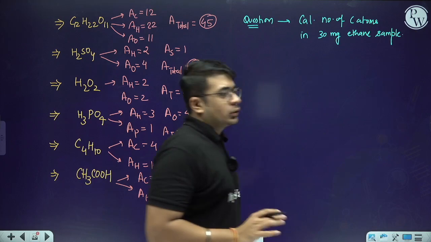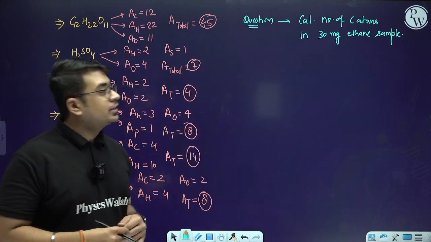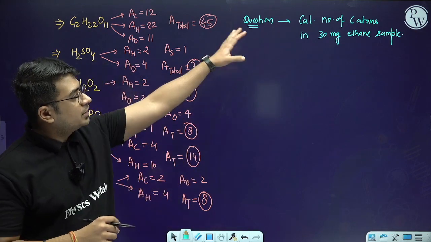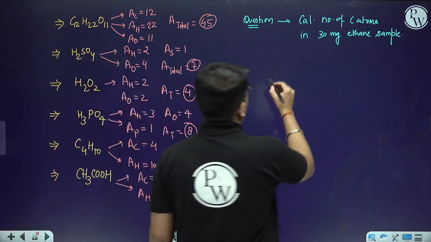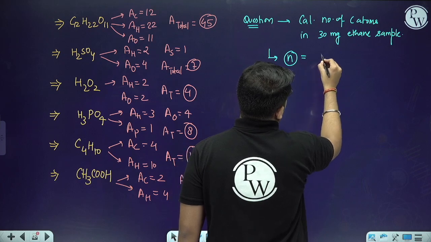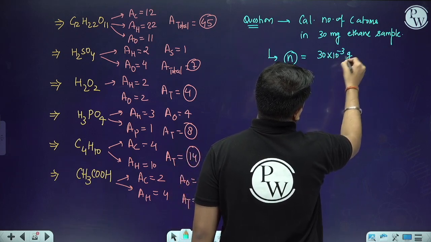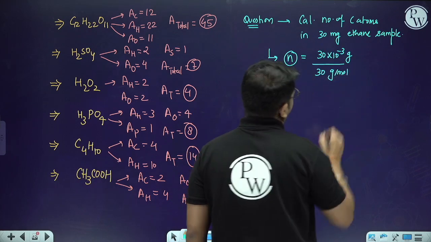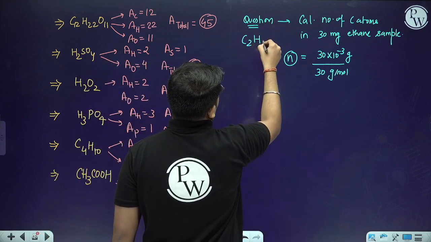Now, most of you are going to be very confused, sir. This question: number of carbon atoms in 30 milligram ethane, what can we do? I told you, whenever the question is related to moles, the first thing you can do is calculate the number of moles. Number of moles of ethane is 30 multiplied by 10 raised to the power minus 3 grams, the given weight, divided by 30 gram per mole, its molar mass, because ethane is C2H6.